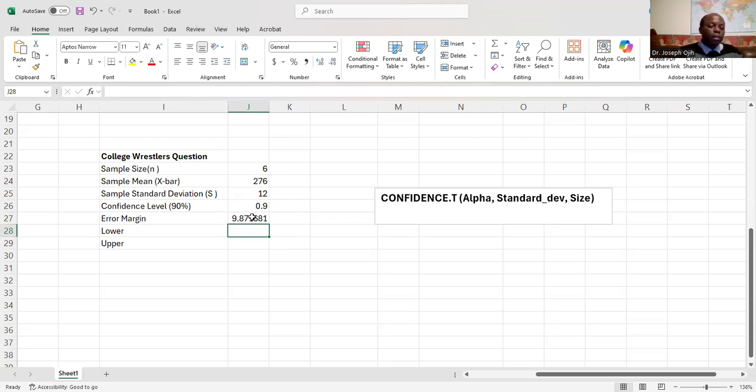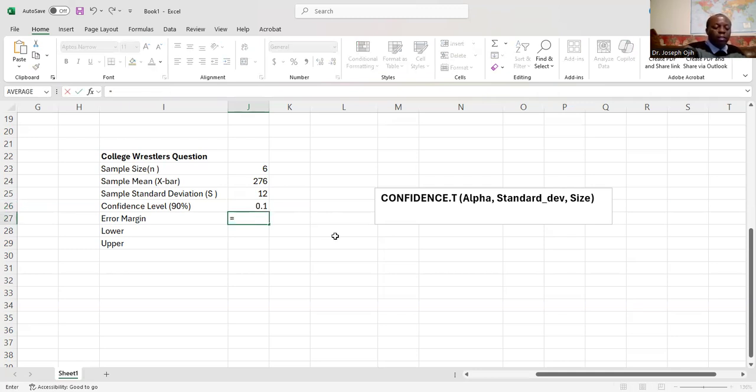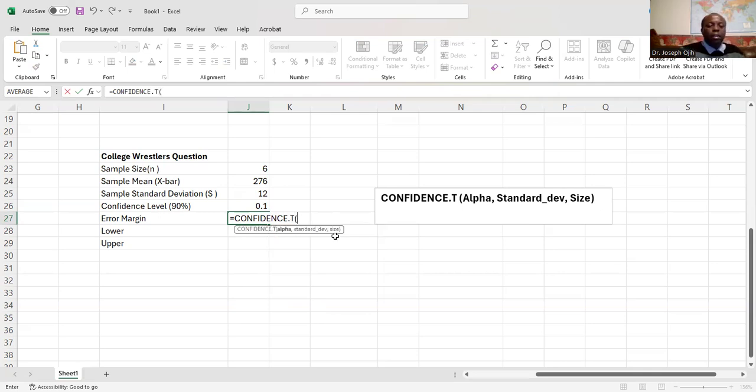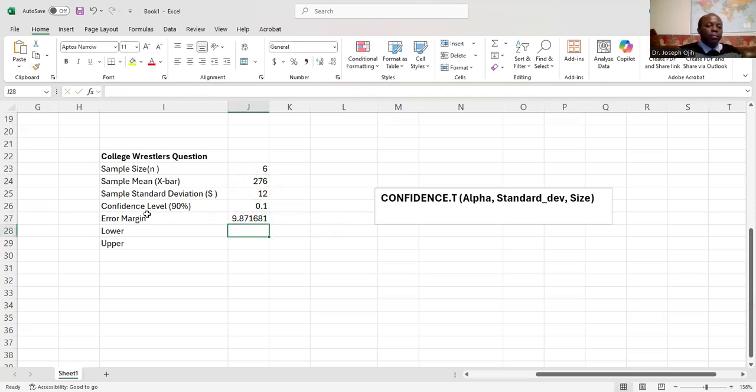Okay. Now, again, let me change it back to what I want it to be, 0.1. In that case, we have equals confidence.t parenthesis. Click on alpha right here, comma. Then you can see standard deviation, which is right here, comma. And sample size, which is 6. Close parenthesis and press enter key. Now, once you have it, you have your error margin, which is right here.